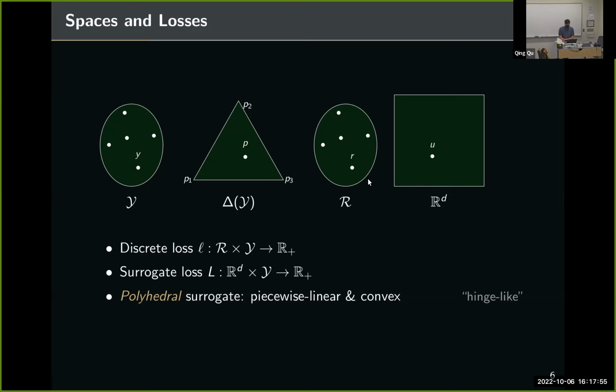You have some discrete set of predictions, and your discrete loss is taking, given this prediction and this label, what is the loss? And the surrogate is defined similarly, but the predictions are in R^d. One concept that will come up constantly in the talk is the idea of a polyhedral surrogate, which is just a piecewise linear and convex surrogate. In the literature you may see phrases like hinge-like surrogates, referring to hinge loss, which we'll also see a bunch. So for each y value, it is piecewise linear and convex. Yes, thank you. For each fixed label, you get a polyhedral function.